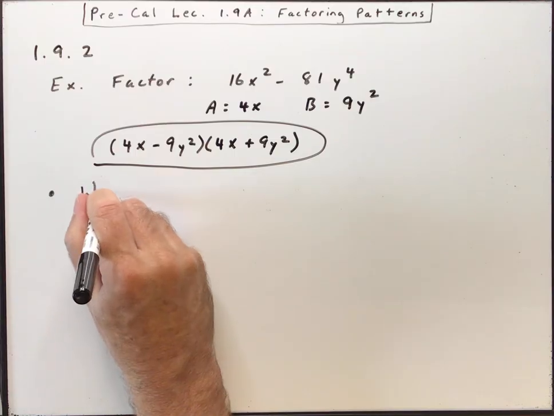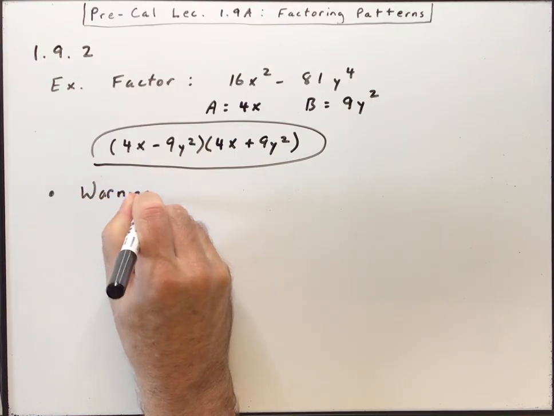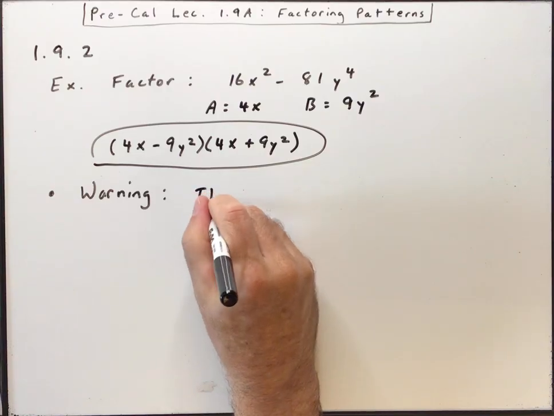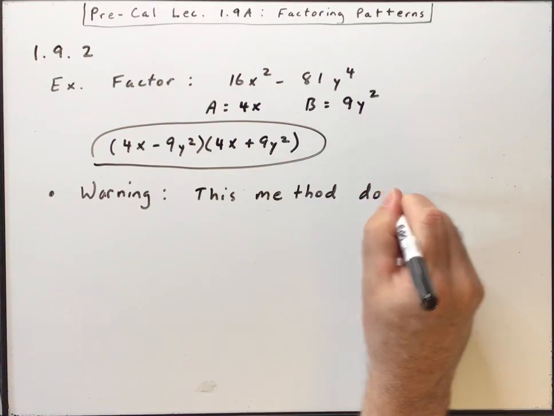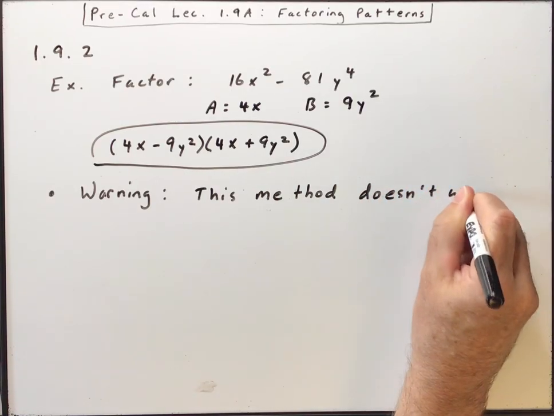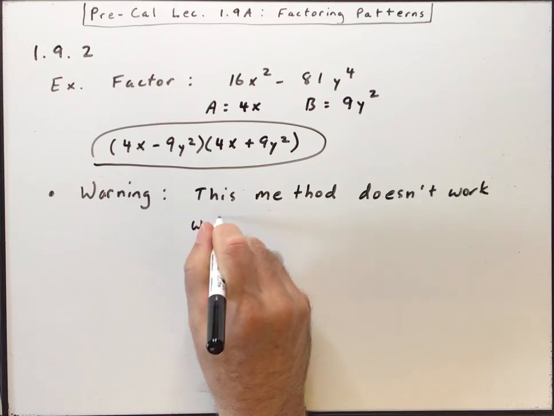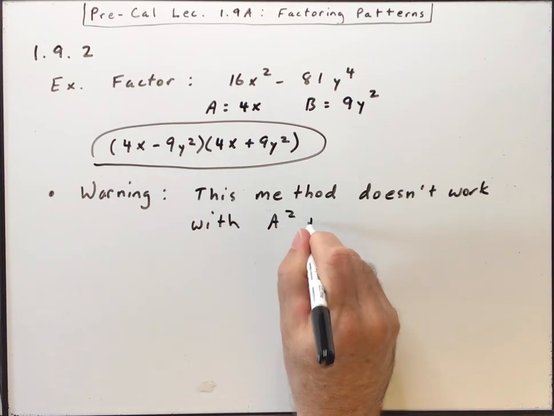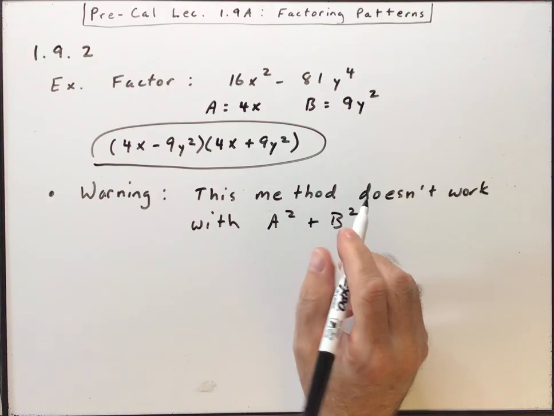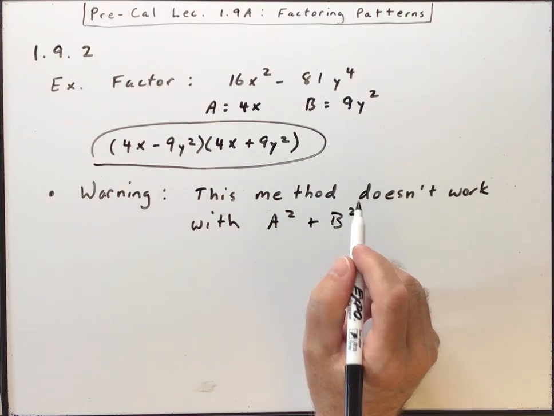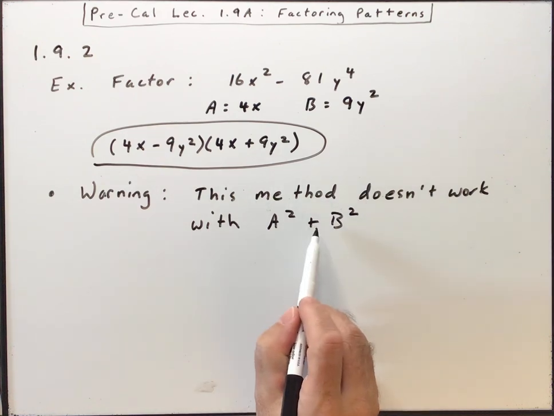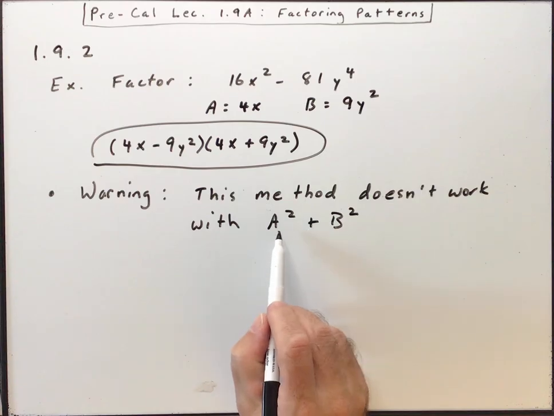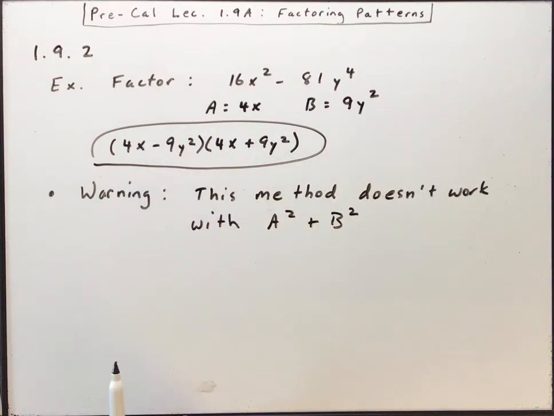So let's have a warning here. This method doesn't work with a squared plus b squared. Okay, so that method, if you have a plus there, you can't, it won't turn into this. Okay, so that's not a pattern we really have there.